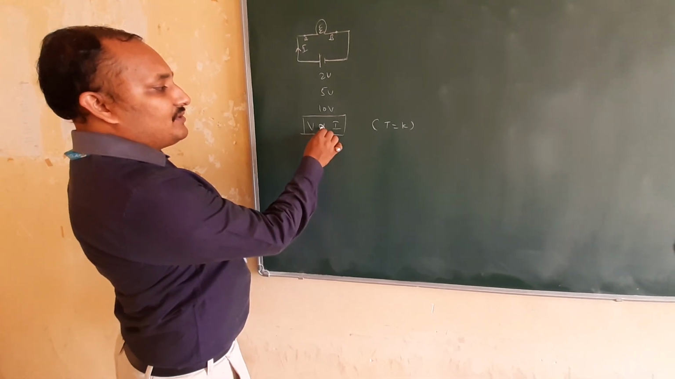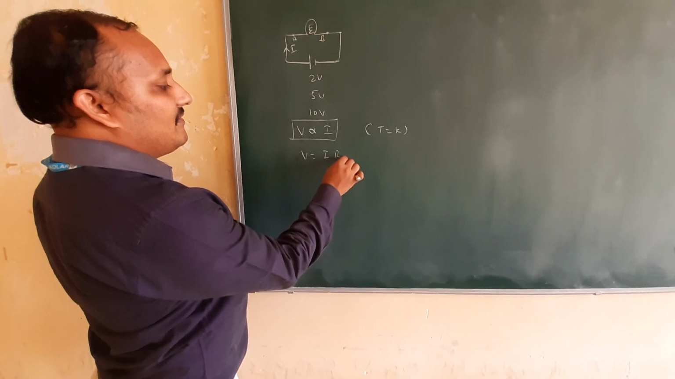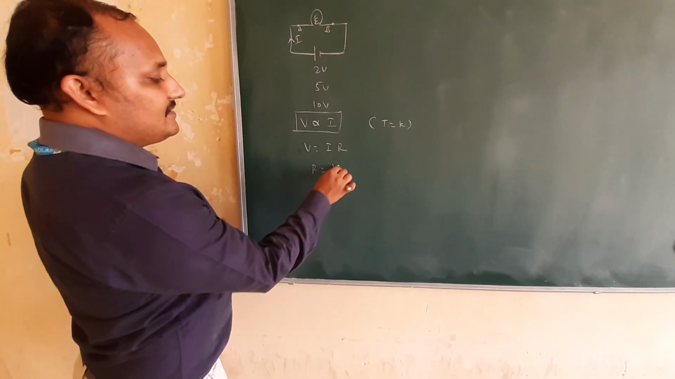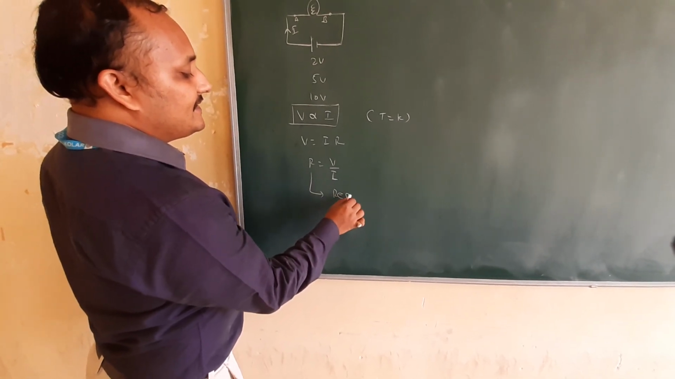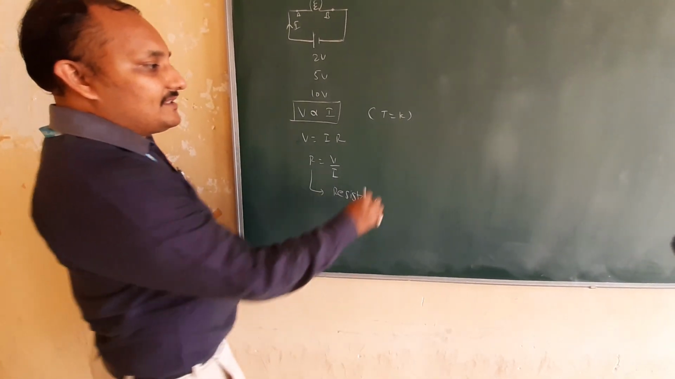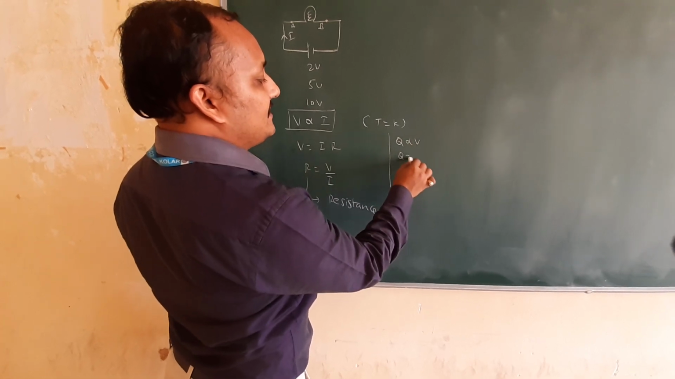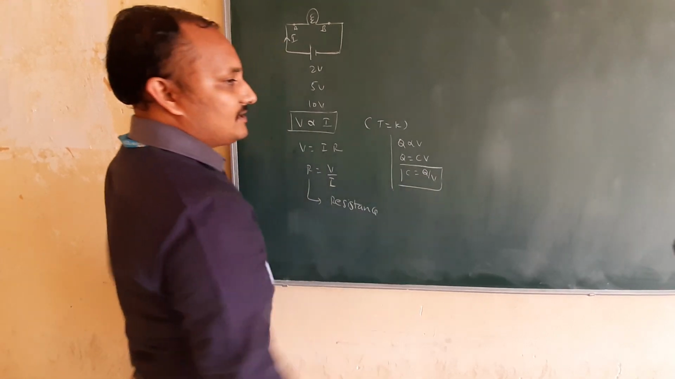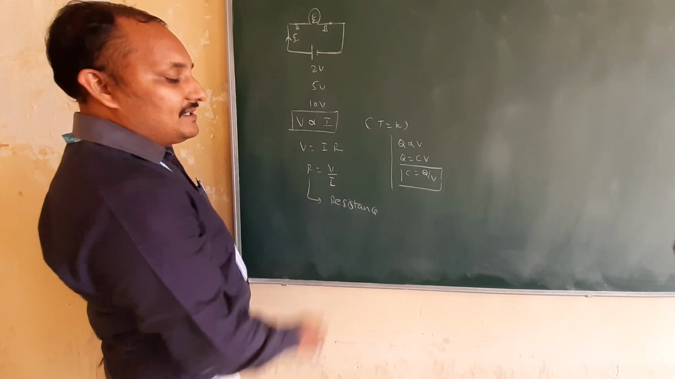If we remove the proportionality sign, we write a proportionality constant. That constant we call R, which is resistance. R is equal to V by I. Here R is called resistance. It is the same as the capacitance we derived: Q is directly proportional to V, Q is equal to CV, C is equal to Q by V. We said that is capacitance. Same like that, this is resistance.